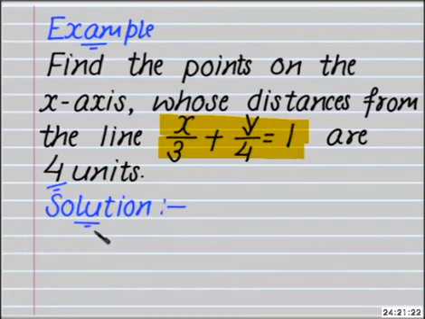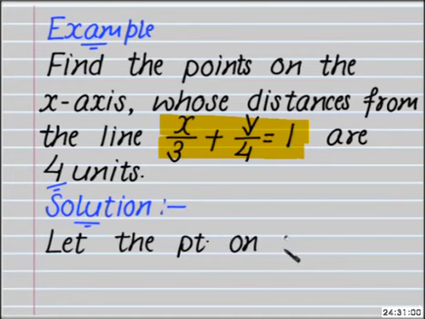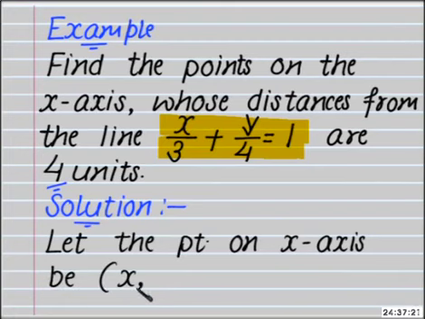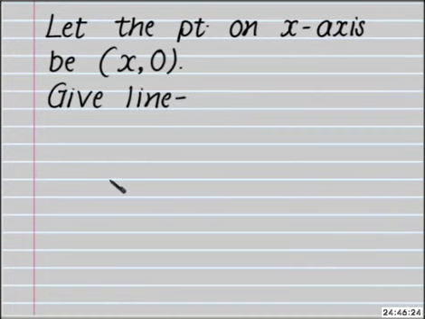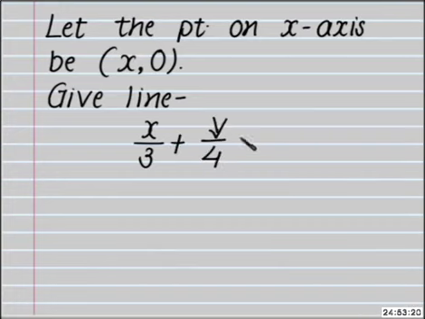Now its solution. Let the point on x-axis be with coordinates x, 0. Given line x upon 3 plus y upon 4 is equal to 1.